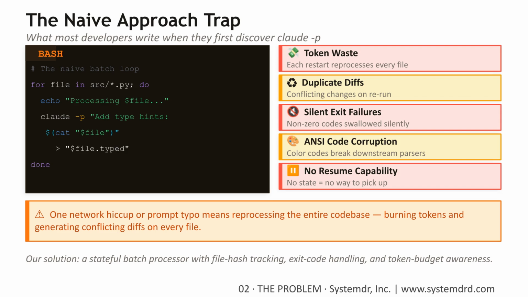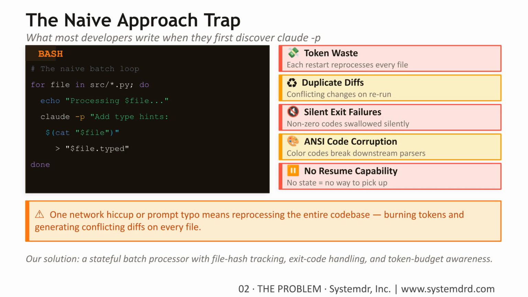This is the code you will find in most tutorials and Stack Overflow answers about automating Claude. It looks reasonable until you actually run it in production. The loop is straightforward. Iterate over all Python files in src/, call claude -p with the file contents, redirect the output to a .typed file. If you have tested this on 5 files, it probably worked beautifully.